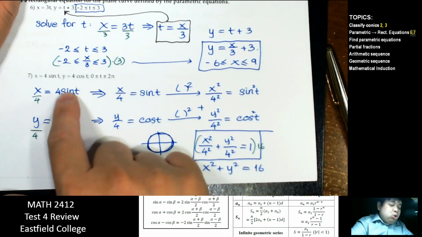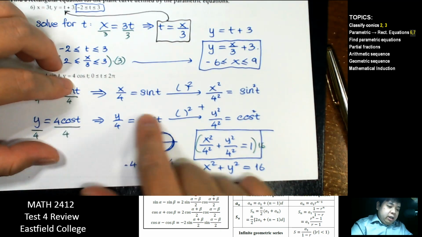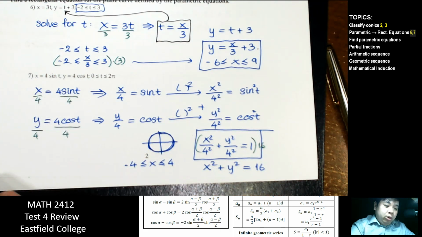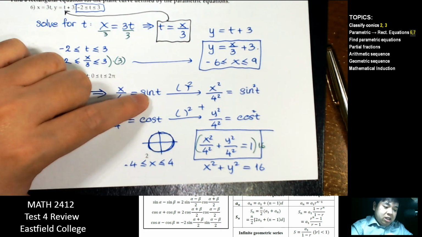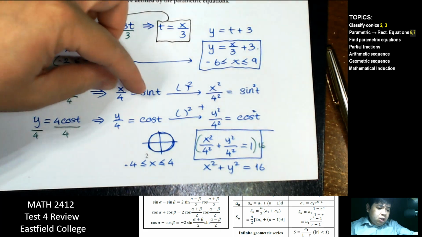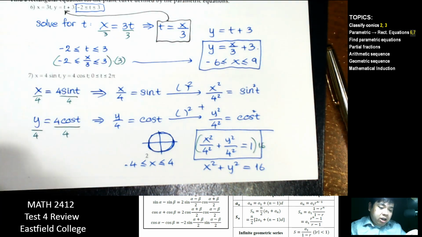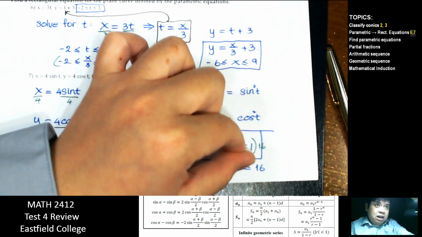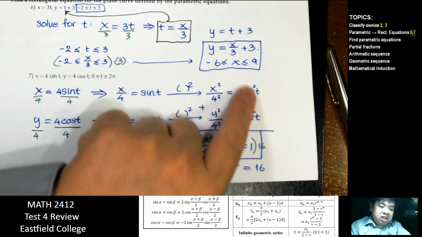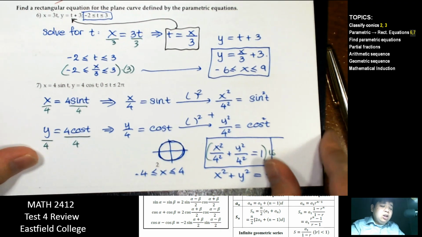Right, so usually when we have sine, cosine, the best way to eliminate the parameter t is to somehow get the sine, cosine by itself, square them, and add them. We eliminate the t. That way will be the most efficient.